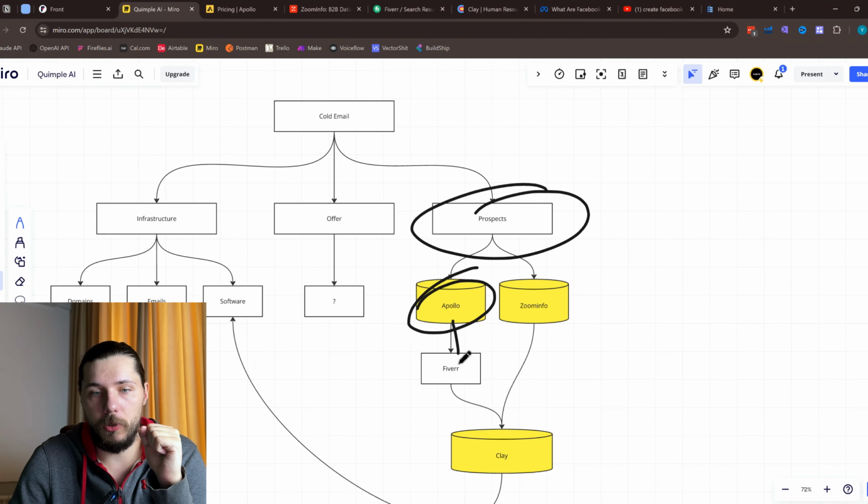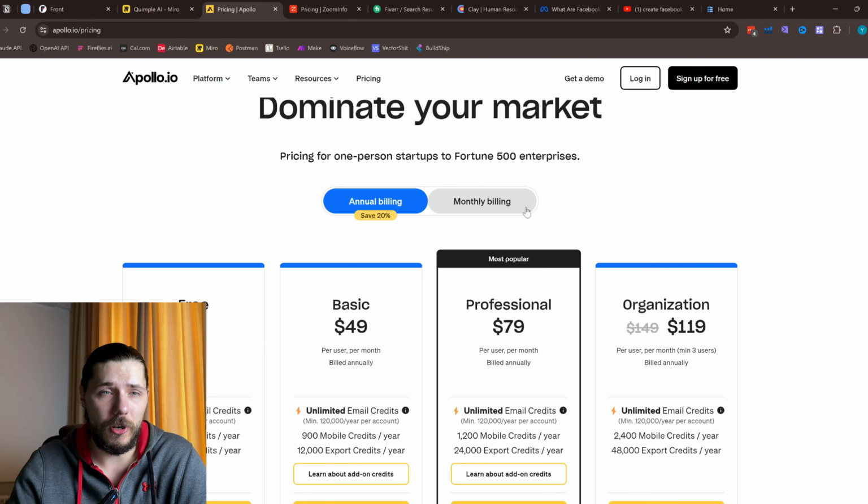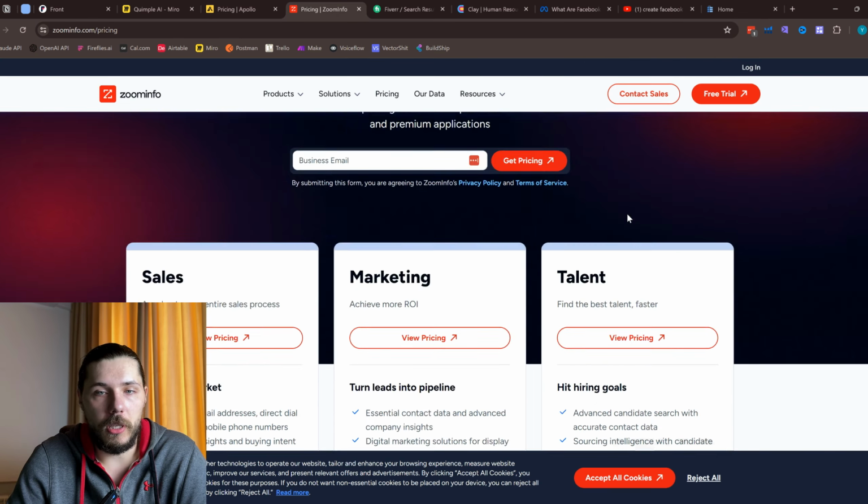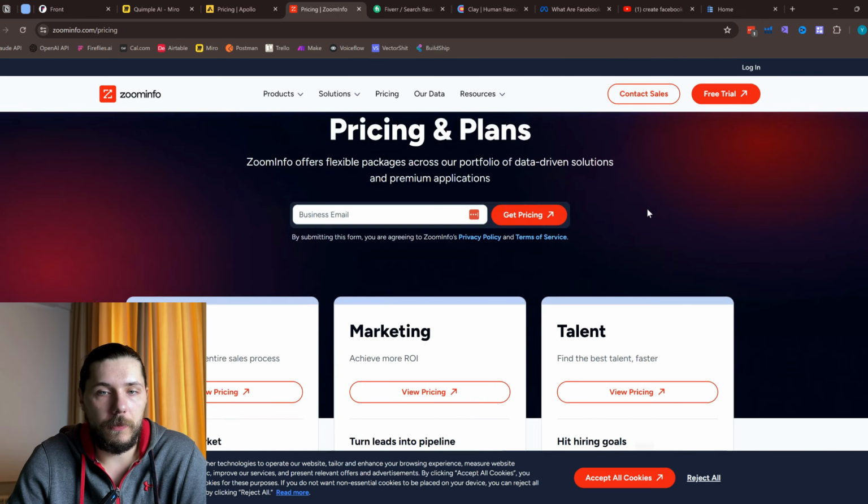So we have the prospects: Apollo, Fiverr, and then Clay for the personalization. But we also have ZoomInfo. ZoomInfo is very enterprise software. Their prices are even higher, but the quality of the prospects here is top notch. The problem is that it's hard to even find good providers on Fiverr for ZoomInfo, because it's not as straightforward to scrape the leads in bulk as with Apollo. The trick in this system is harder. That's why for ZoomInfo, I do have a few providers, but they are pretty expensive, and I would not recommend you go this route.